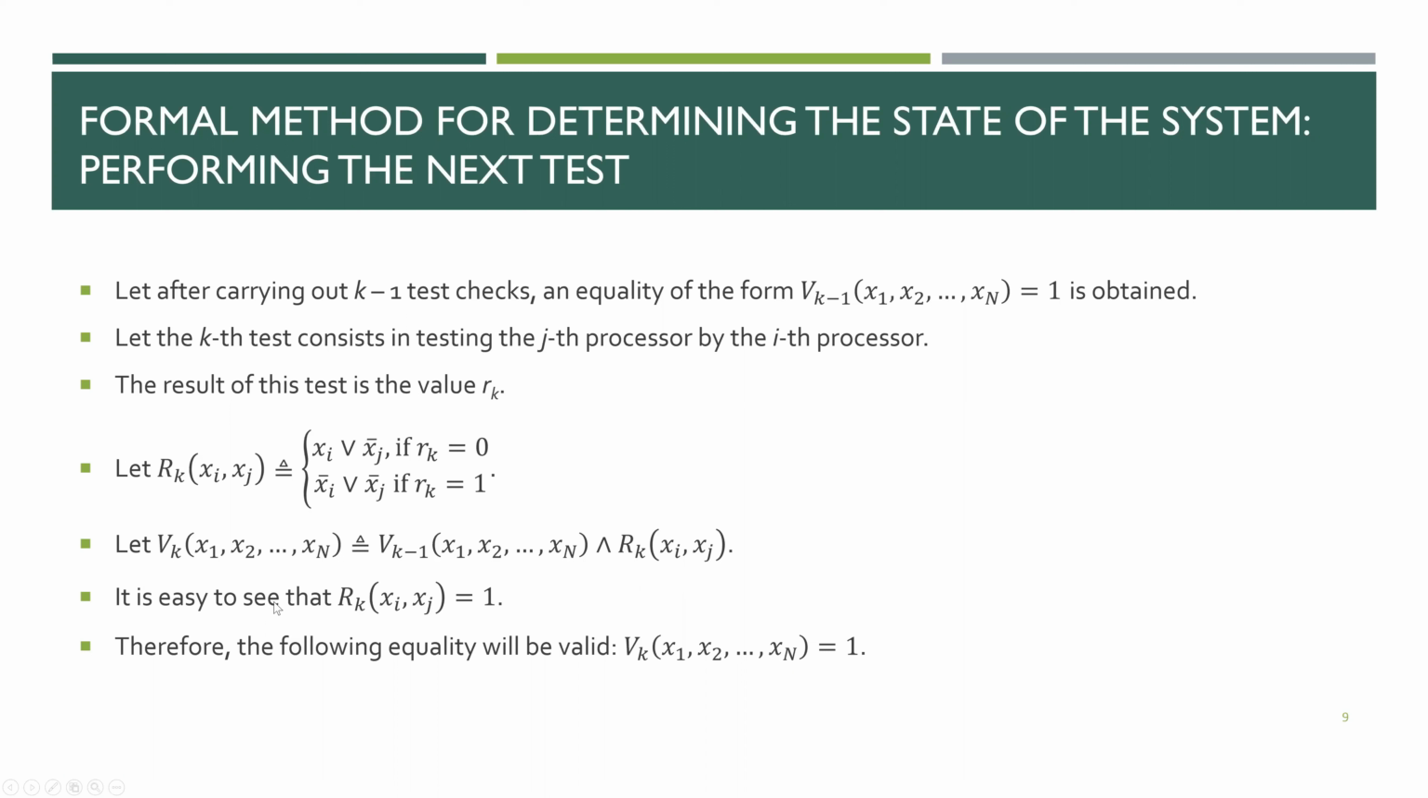It is easy to see that R capital K, this expression, is always equal to 1 if we build it with this form. Therefore, it's true that Vk is also equal to 1, because the previous expression is equal to 1 and Rk is equal to 1, so the conjunction will also be equal to 1. So let's move on.